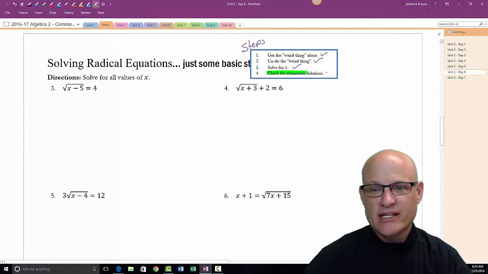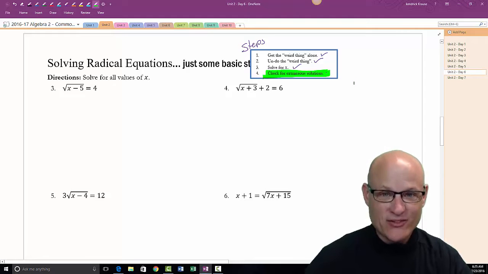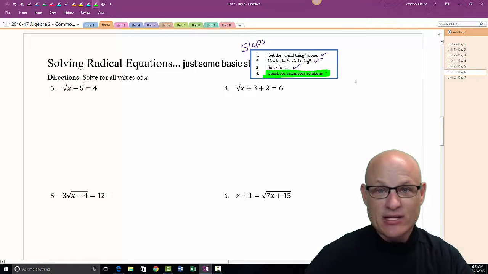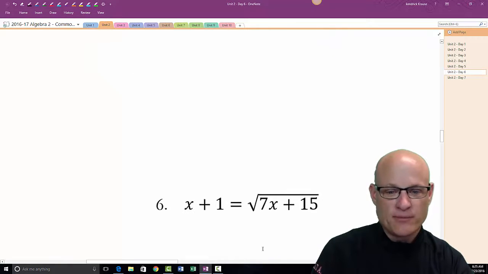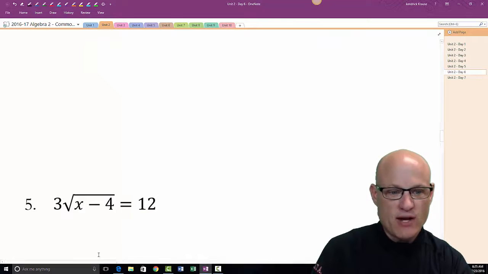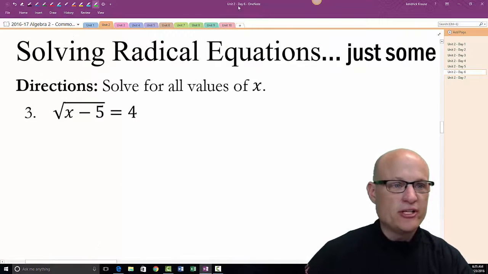This is going to become a key. You must check these for extraneous solutions. What does extraneous mean? Wrong answers. Bogus solutions. Answers that arise by using this method. Sometimes answers arise that are not correct. And you'll see how that plays out as we get going. All right, so let's rock and roll. These aren't too difficult.